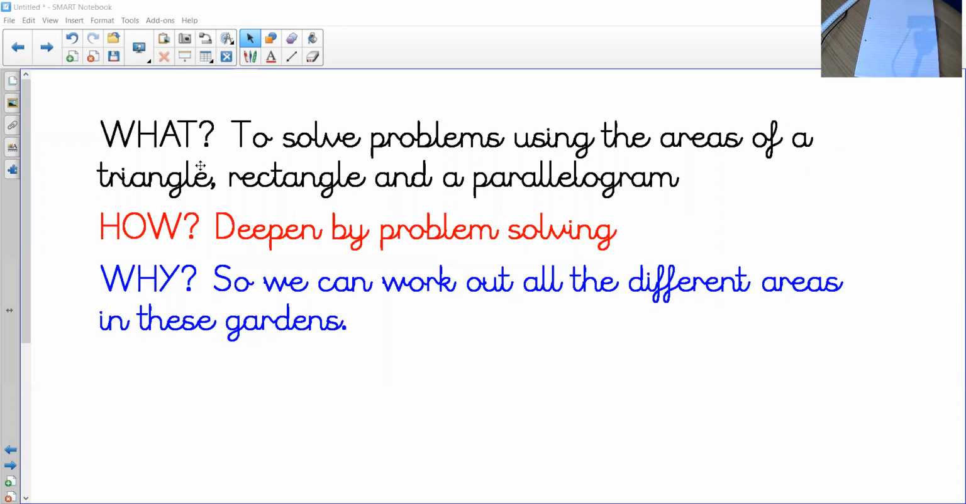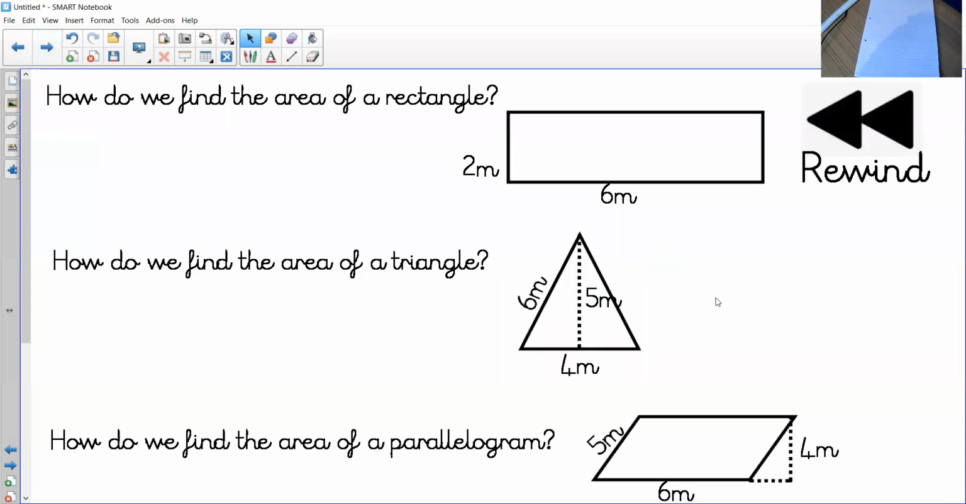So we're going to be using the areas of triangles, rectangles, and parallelograms to solve these problems, so we can work out all the different areas that are in these weird different gardens that we're going to be looking at.